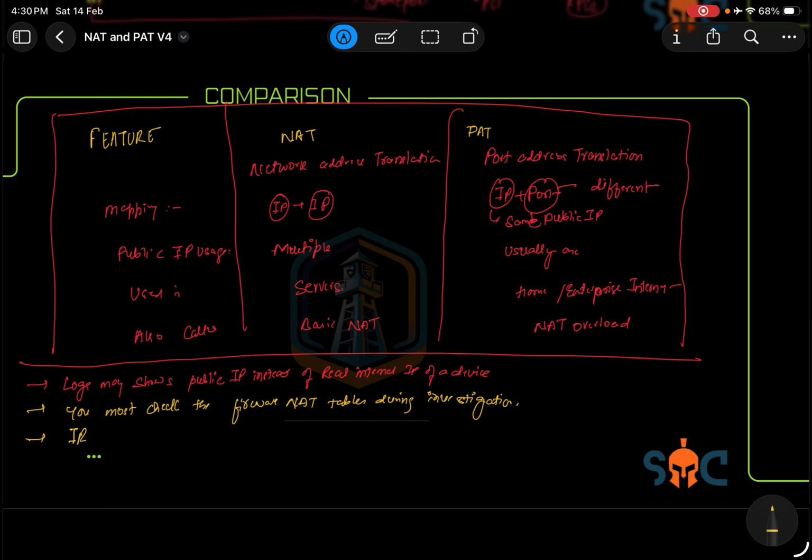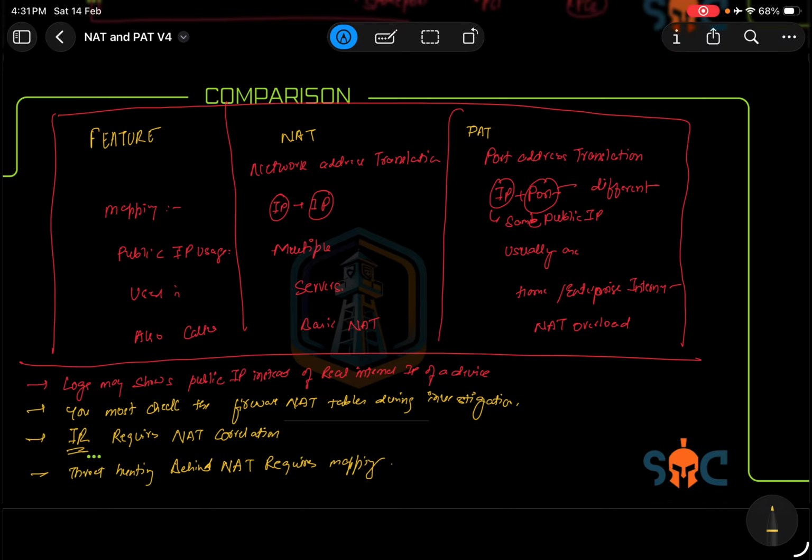Okay, IR, that is incident response, basically requires NAT correlation for investigation purposes. And one more: threat hunting behind NAT requires mapping.